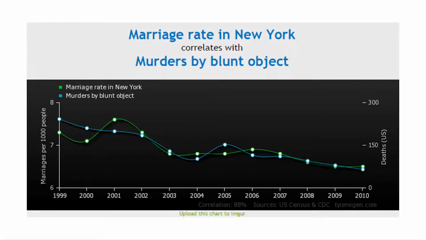The point that I'm trying to make, though, is that correlation does not equal causation. Just because marriage rate and murders by blunt object kind of weirdly follow each other doesn't mean that marriage causes murder by blunt object, or that murder by blunt object causes marriages. So that's the key difference between correlation and causation.